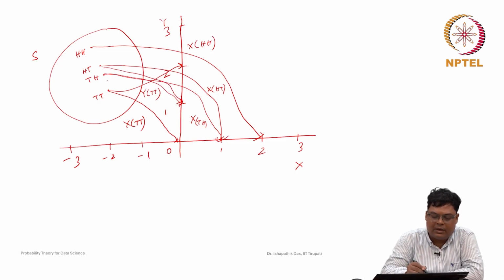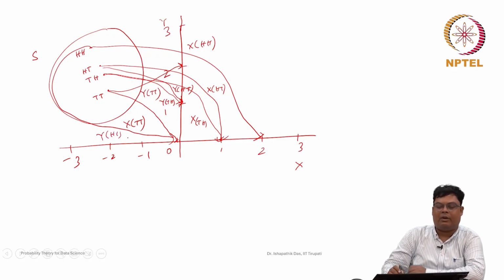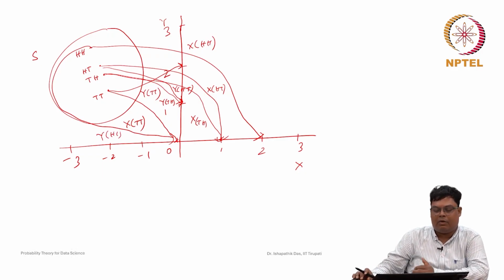So, we will represent y of th, this is y of th, and this is y of ht, and then this value is going to 0, y of hh will be going to 0. So, this is nothing but y of hh. So, this is nothing but y of hh. So, this is a little complicated in the graph, but we have understood that. Now, why are we drawing this graph?